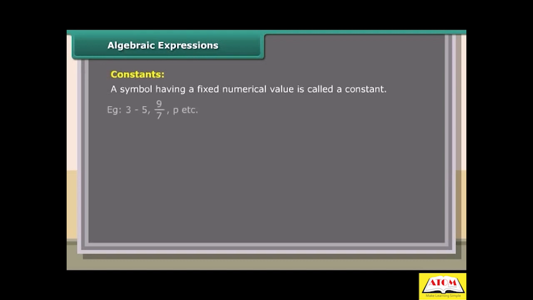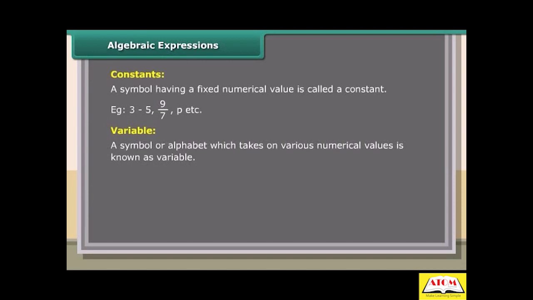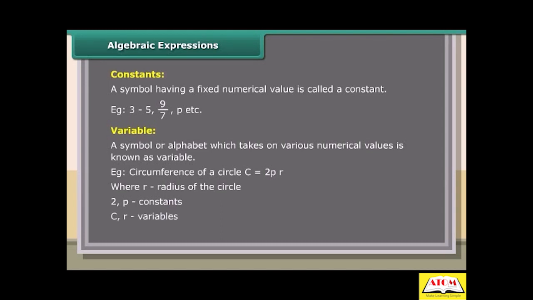Algebraic expressions. Constants. A symbol having a fixed numerical value is called a constant. Example: 3, minus 5, 9 upon 7, π, etc. Variable. A symbol or alphabet which takes on various numerical values is known as a variable. Example: circumference of a circle C is equal to 2πr, where r is the radius of the circle. 2π is a constant, C and r are variables.